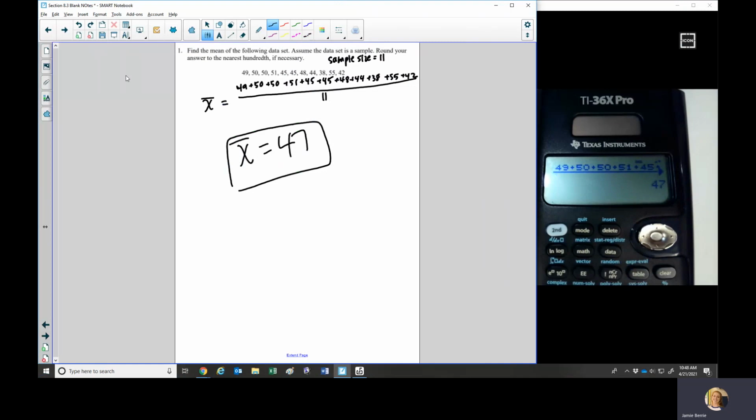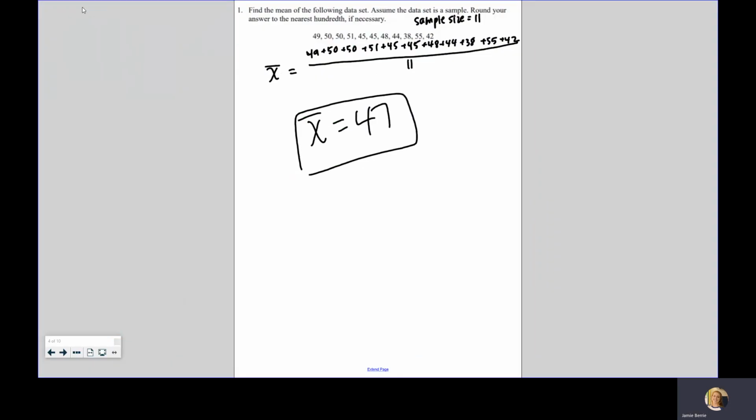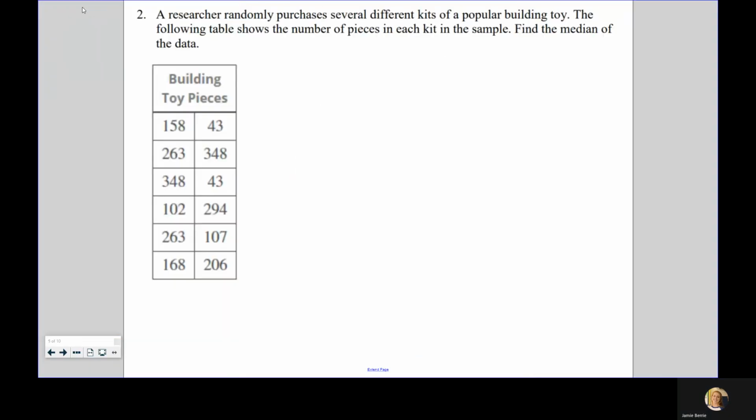Great job. All right, let's look at our next example. It says a researcher randomly purchases several different kits of a popular building toy. The following table shows the number of pieces in each kit in the sample. Find the median of the data. So this is some kind of toy, and this is how many pieces. Maybe we're talking about Legos, and this is how many Legos are in each of the sets. We have 158, 263, 348, 102, 263, 168, and so on.